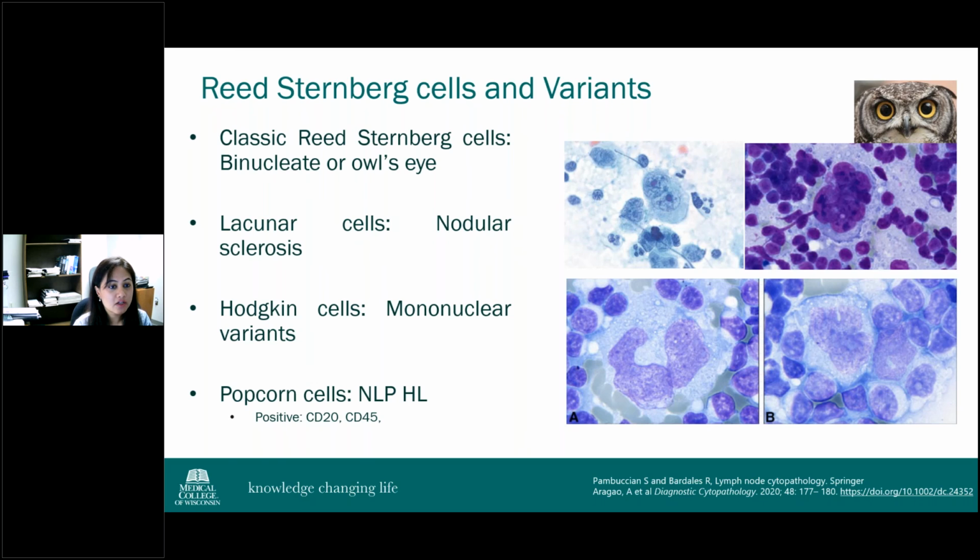We can have the lacunar cells, which are seen in nodular sclerosis. We can have the mononuclear variant of the classic Reed-Sternberg cell. So instead of binucleate, it'll just be one single nucleus with a prominent nucleolus, and that would be the Hodgkin cell. And lastly, we have the popcorn cells. The popcorn cells are usually seen in NLP, and this is a very nice touch imprint. You usually have this convoluted appearance to the nucleus. So just to keep in mind that Reed-Sternberg cell can have different appearances.